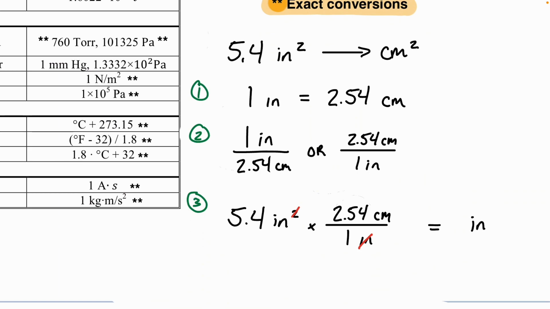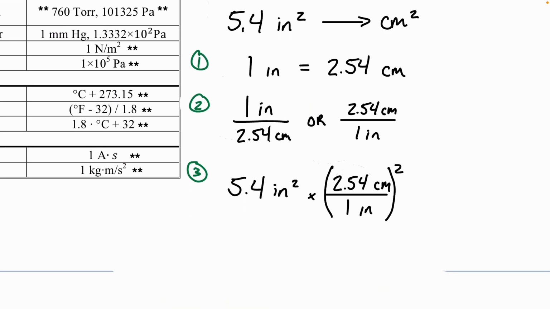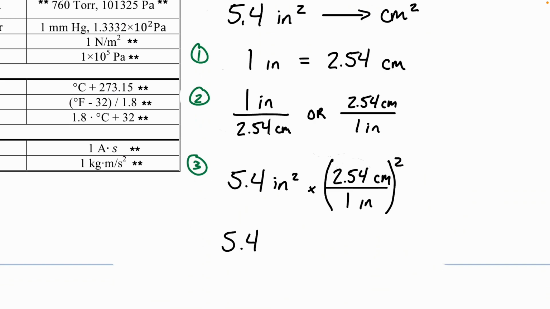Again, it needs to be inches squared and centimeters squared. I know how to convert from an inch to a centimeter. If I want to go from inches squared to centimeters squared, I'm simply going to take this entire thing and square it. That will square the numerical values inside, but it'll also square my units as well. So what I'm going to punch into my calculator is 5.4 times, not just 2.54, but 2.54 squared. You can divide by the 1 squared as well, although 1 squared is just 1.